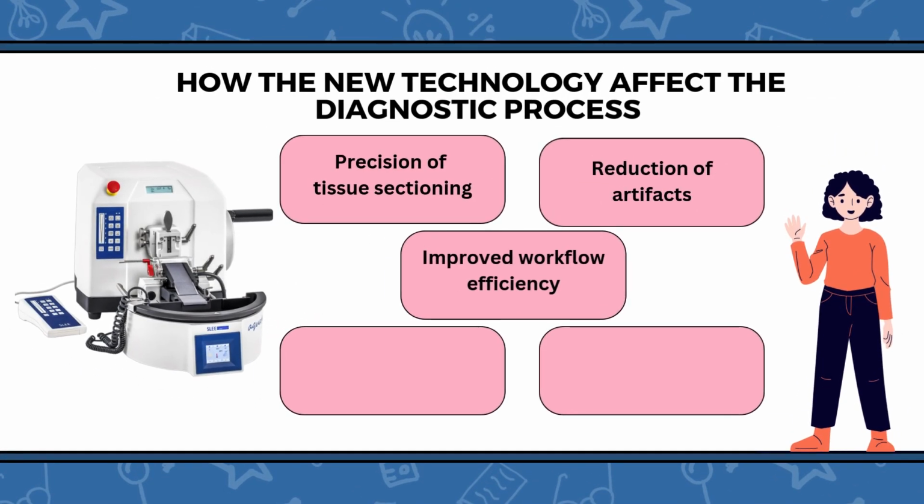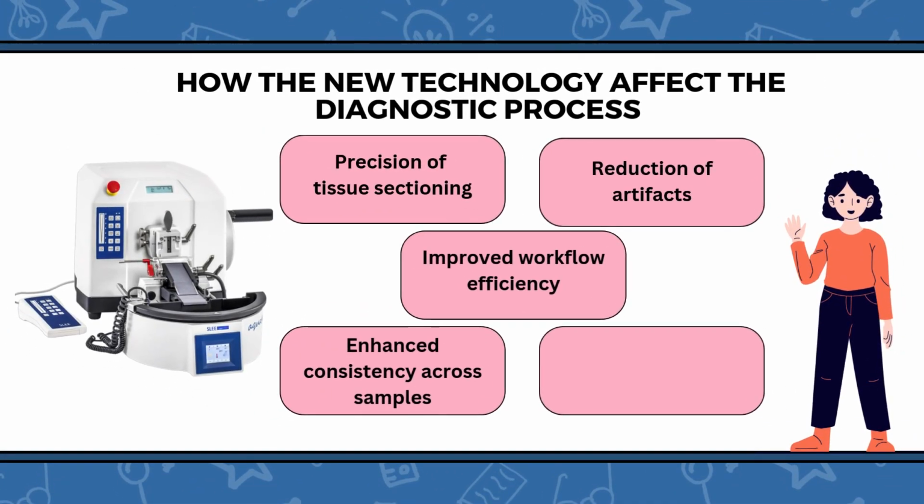Thirdly, improved workflow efficiency. The speed and accuracy of the aquatic system make it an invaluable tool in high-demand laboratories where timely diagnosis is crucial, particularly for urgent cases like cancer biopsies. By facilitating faster sectioning without sacrificing quality, the system helps streamline lab workflows, allowing for quicker preparation of tissue samples. This efficiency accelerates the overall diagnostic process, helping pathologists make more timely treatment decisions, which can be critical for patients awaiting diagnosis or surgical interventions.